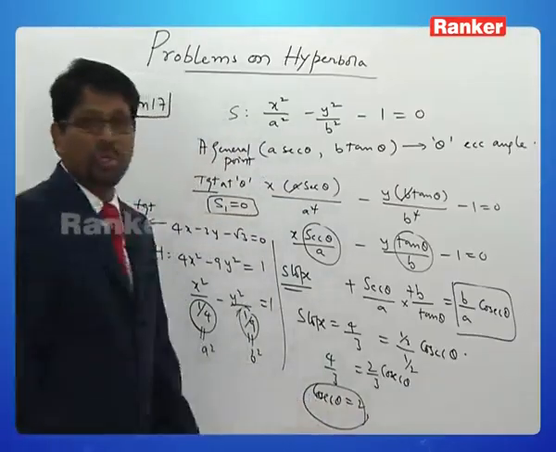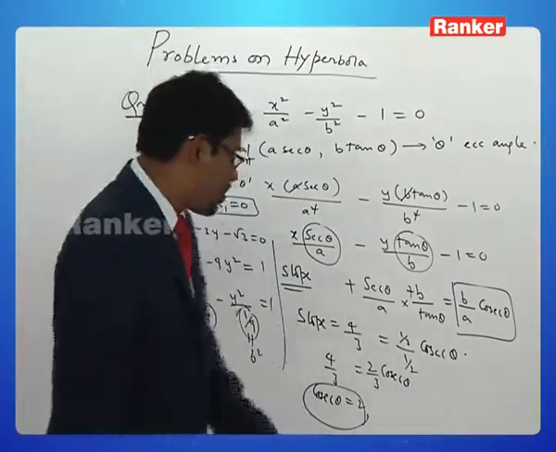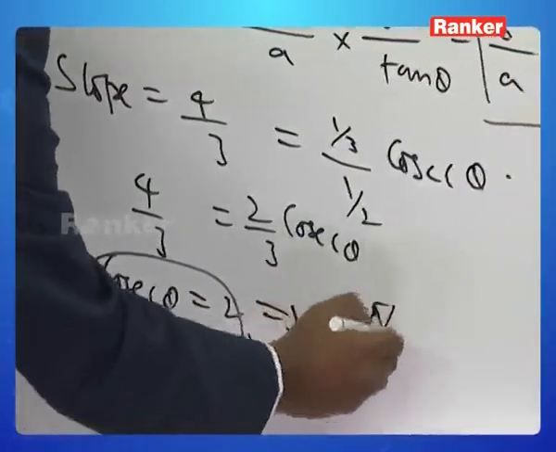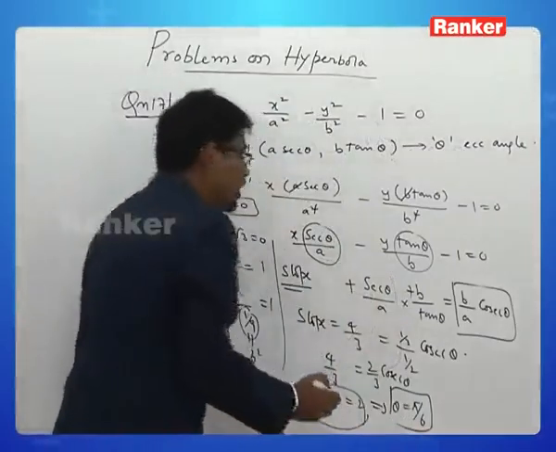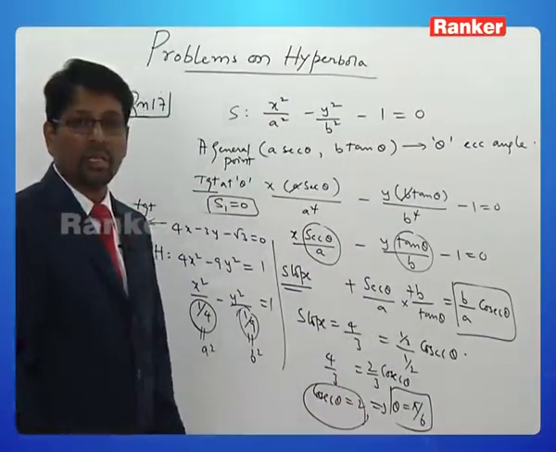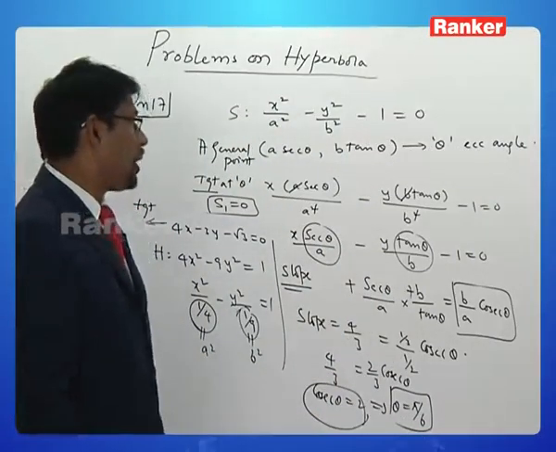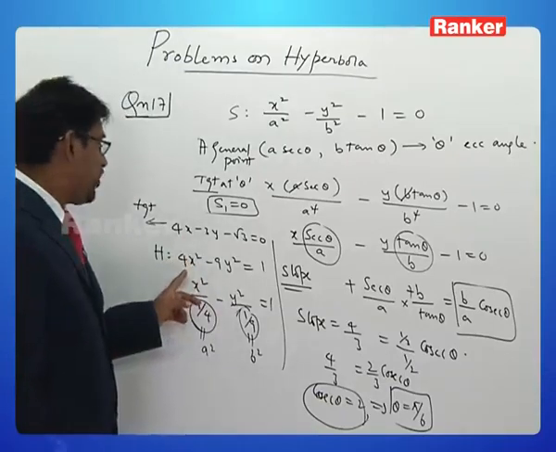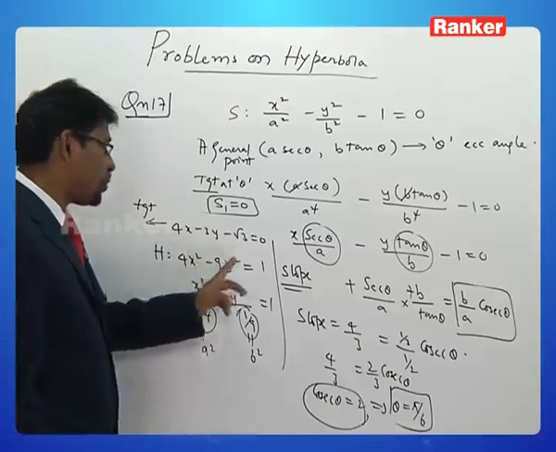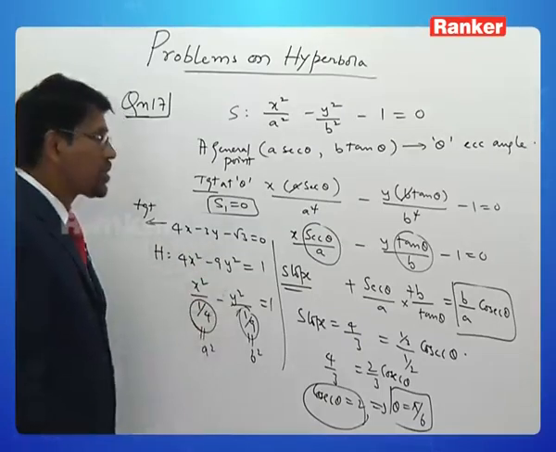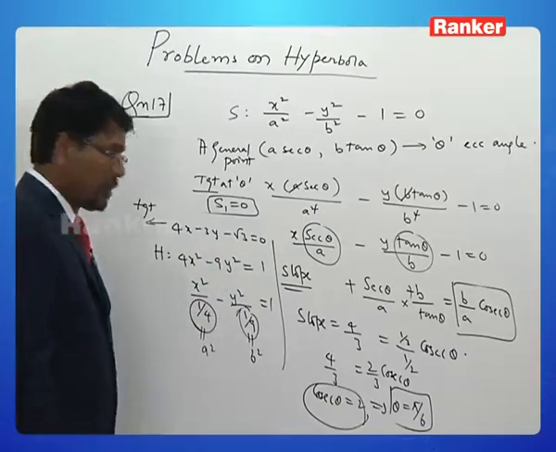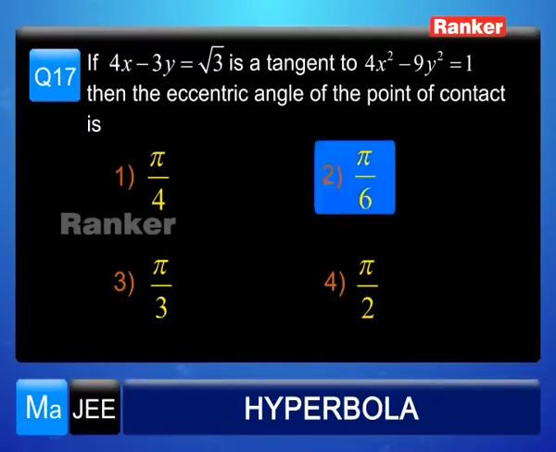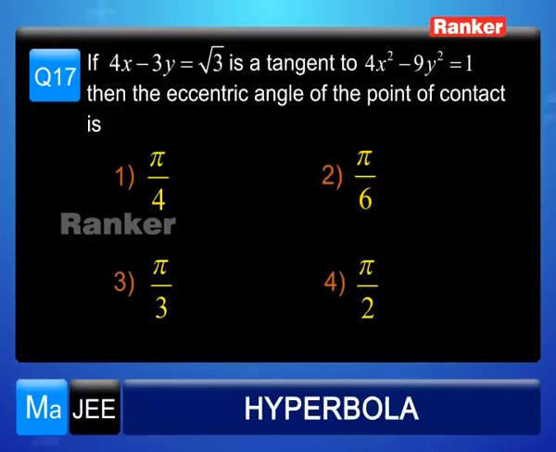Cosecant theta is 2. So what should be the theta value? Theta has to be pi by 6. This implies theta has to be pi by 6. Therefore, the eccentric angle of the point at which this becomes the tangent to the hyperbola 4x square minus 9y square is equal to 1 is theta equals pi by 6. Therefore, option 2 is the right option.